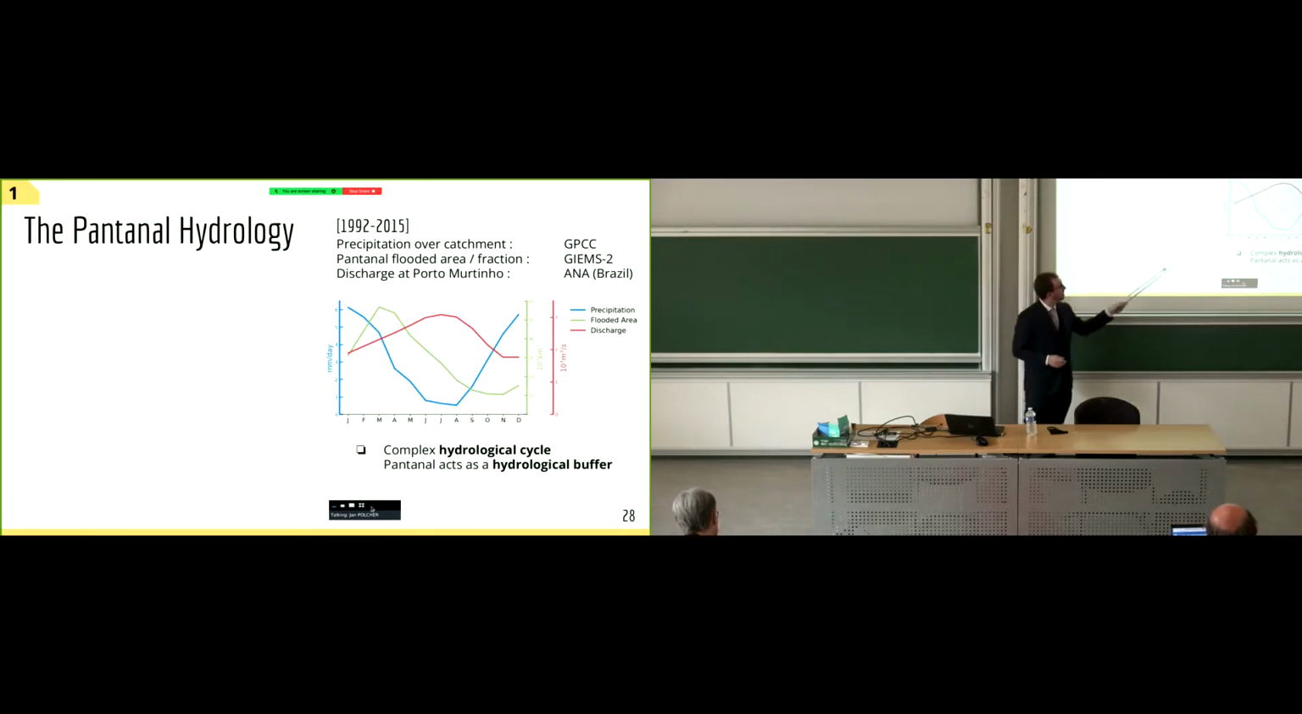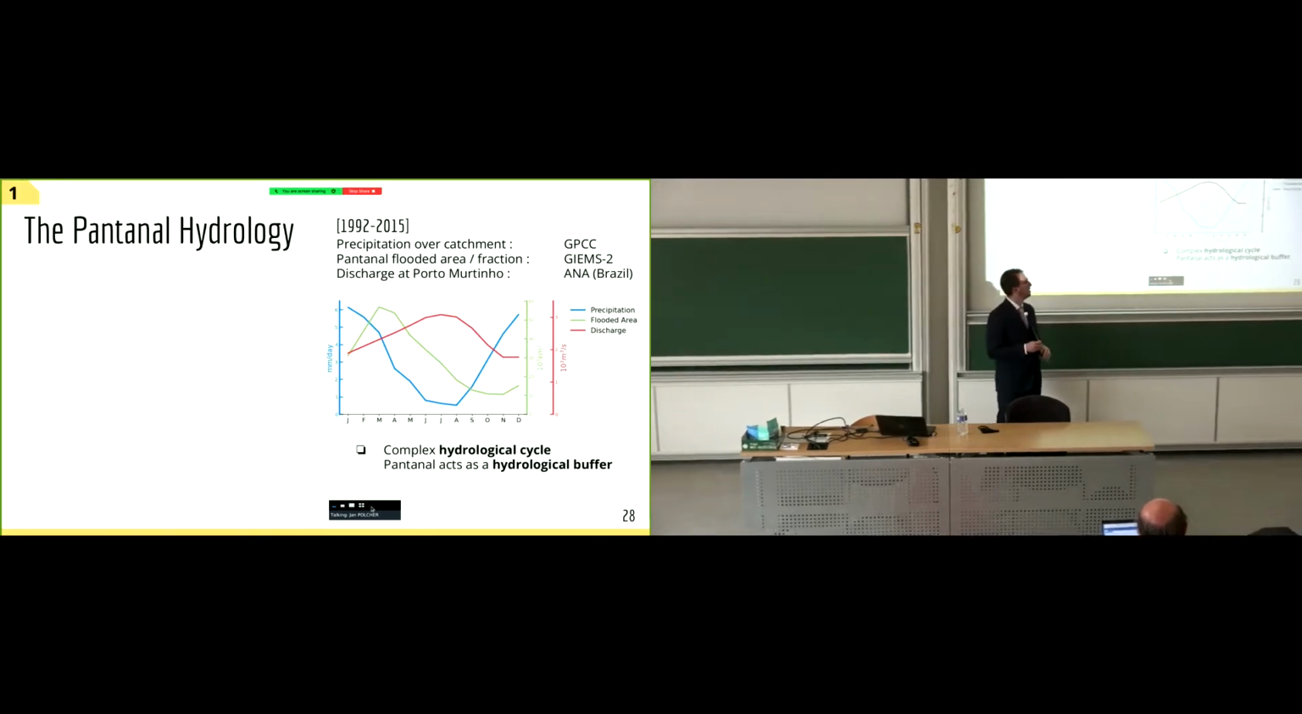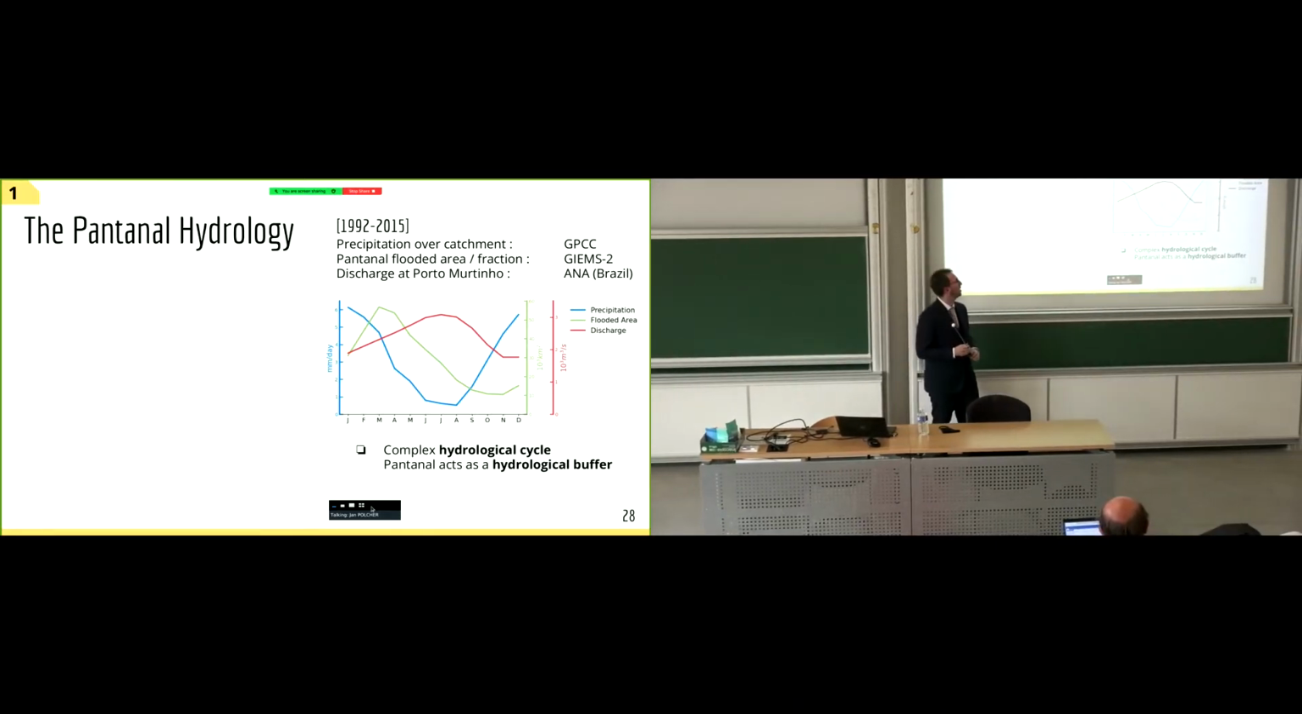Here you can see in blue is the precipitation, in green is the flooded area, and in red the discharge at the outflow of the Pantanal. So what you can see is that we have the peak of precipitation in December, January. The water then flows to the Pantanal and floods the Pantanal, and a few months later we have the peak of flooded area over the Pantanal, and finally a few months later you have the peak of discharge at the outflow of the Pantanal. So it's a complex hydrological cycle, and the Pantanal acts as a hydrological buffer.